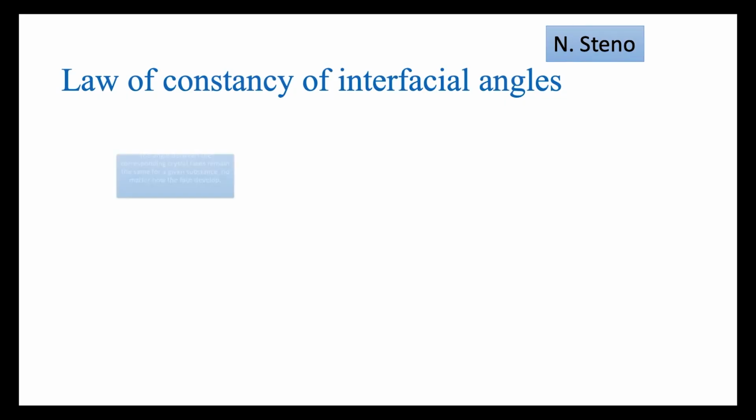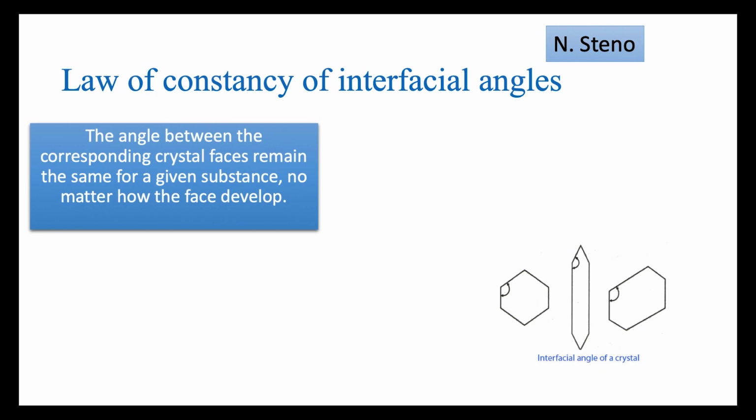In 1666, a scientist named N. Steno stated the law of interfacial angles based on his observations on a set of quartz crystals. The law states that the angle between the corresponding crystal faces remains the same for a given substance no matter how the faces develop. That is, a substance can crystallize under different conditions to have crystals with variable size. But the angle of intersection of any two adjacent faces will always be the same.